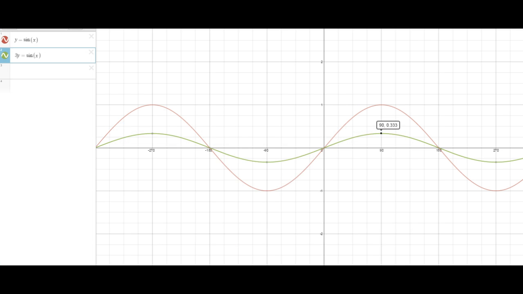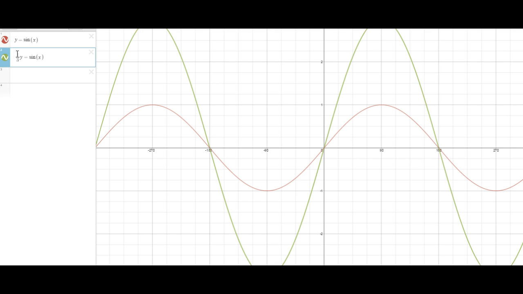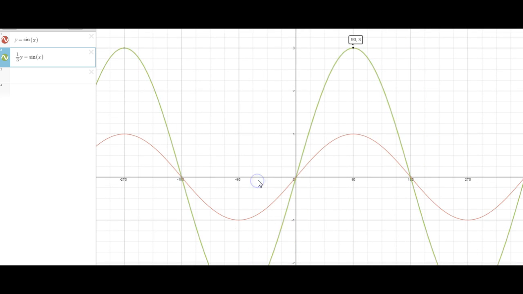Let's try it. So what was I going to do? Put a 3rd in there. And there it is, right? It's going up to 3, which is off the screen, but it's there. You know, shift it down. See, look, 90, 3.